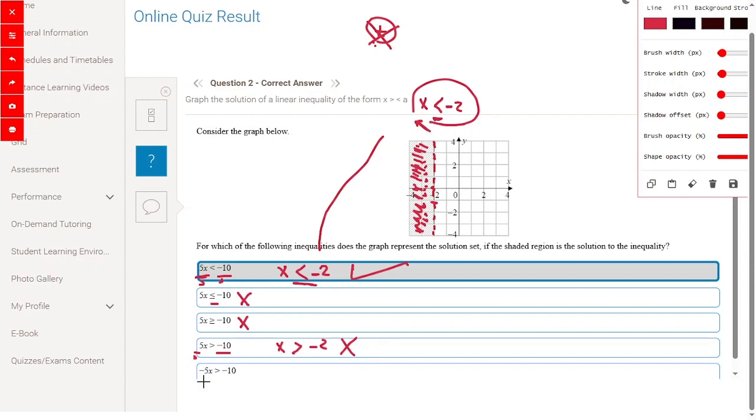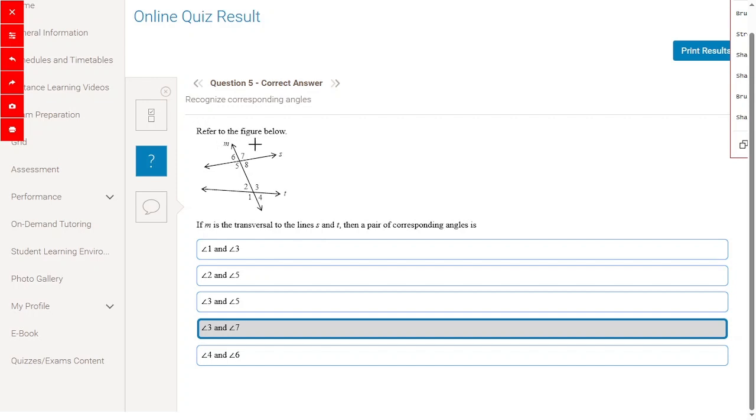Okay. Now for this one, let's divide by minus 5 and divide this one by minus 5. We will get that x will be bigger than 2, which is not the right answer also.